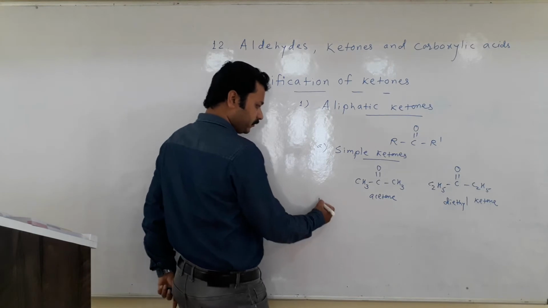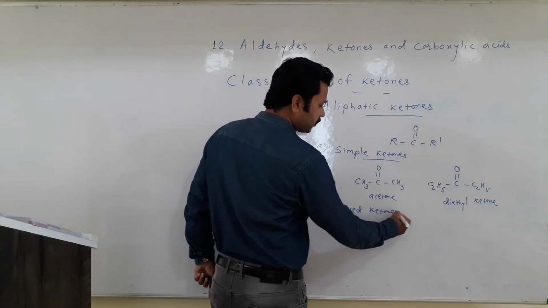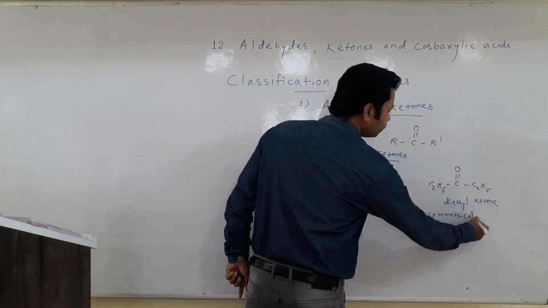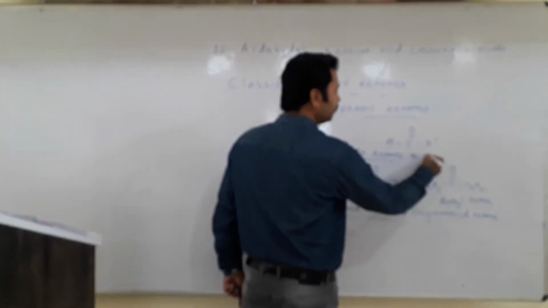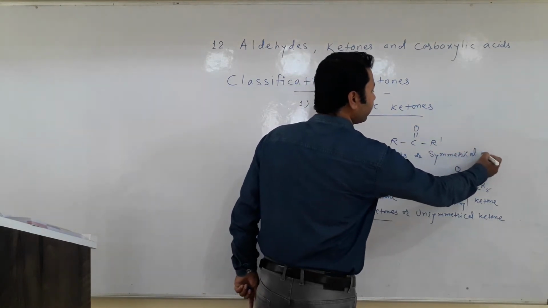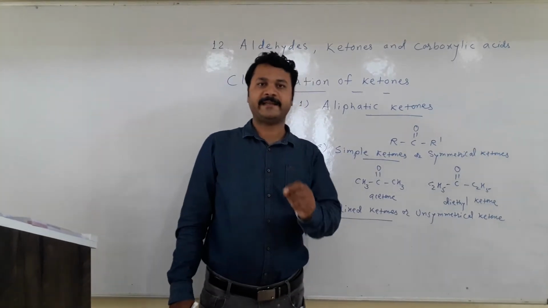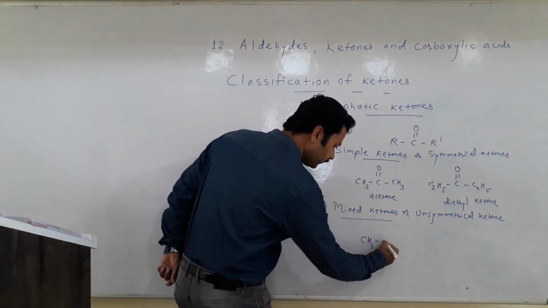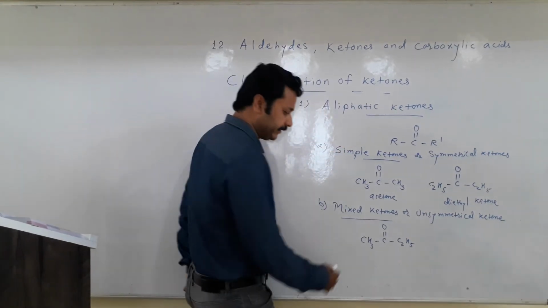Then in mixed ketones, or it is also known as unsymmetrical ketones. Simple ketones are also known as symmetrical ketones. In mixed ketones, carbonyl group is attached to two different alkyl groups. For example, CH3COC2H5, ethyl methyl ketone.